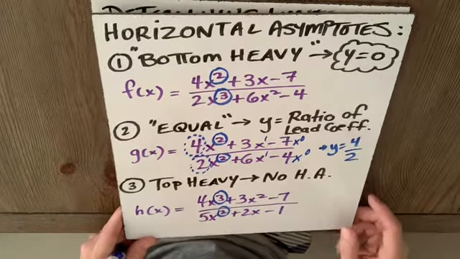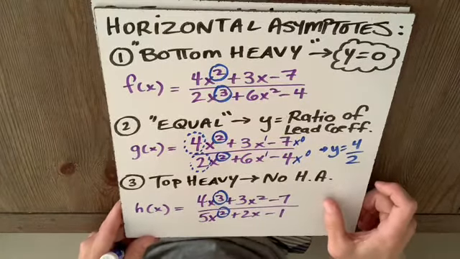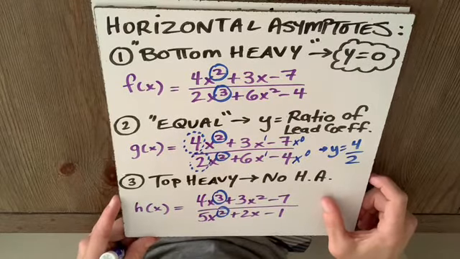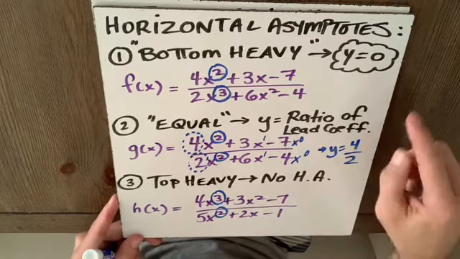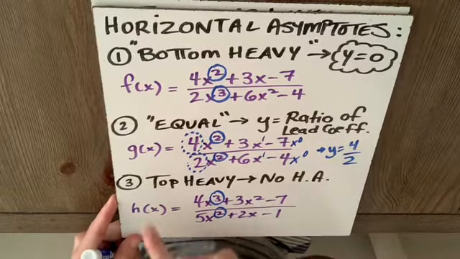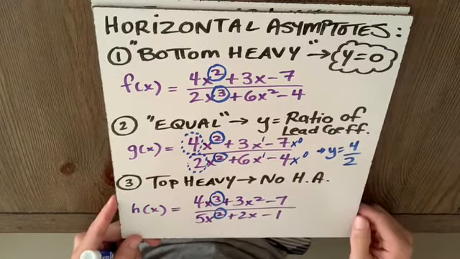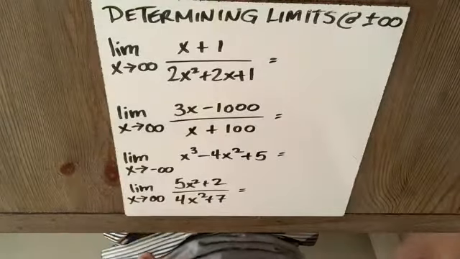So for this last case, our graph is going to be either increasing without bound, up, or down, down, left or right. So this will be our interesting case where there's no horizontal asymptote.